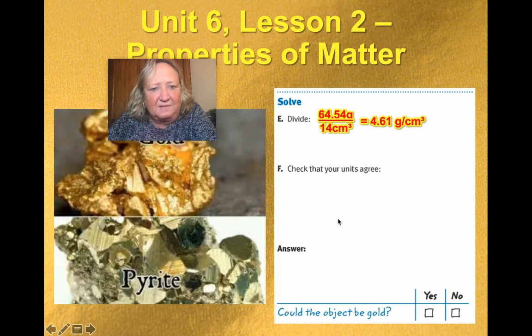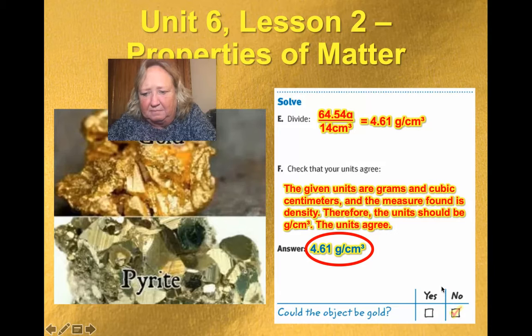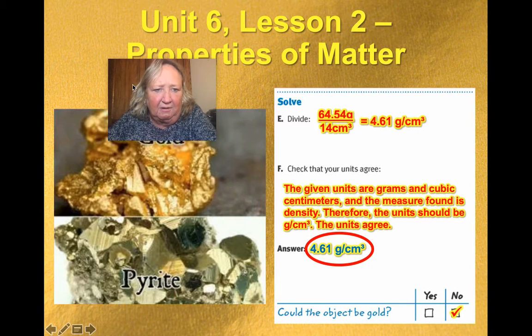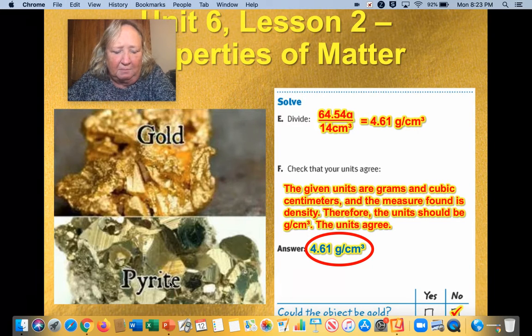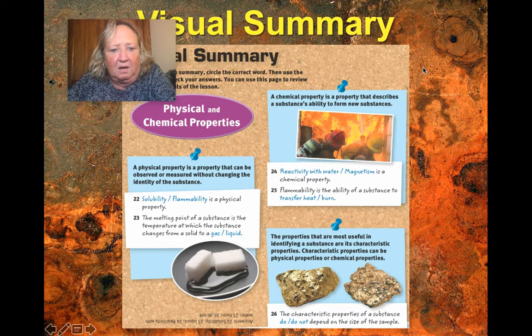If you remember back the slide before, the density of gold is 19.3. Okay, so could it be gold? Unfortunately, no. And there is, again, gold and pyrite. They look a lot alike. All right, so we're going to wrap up this part of the lesson with some questions here. And again, you're going to see these in just a few minutes.